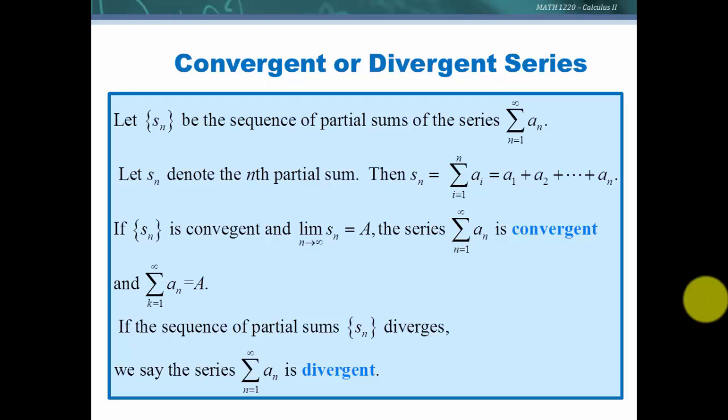Now we're going to define a convergent or divergent series then. So if this is the sequence of partial sums of this series, and S sub n denotes the partial sum, then S sub n is adding up n terms of this series. If S sub n is convergent and the limit as n approaches infinity of these partial sums is some value a, then the series we say is convergent, and we say the series equals a, so it's convergent to a. If the sequence of partial sums diverges, then we say that the series is a divergent series.